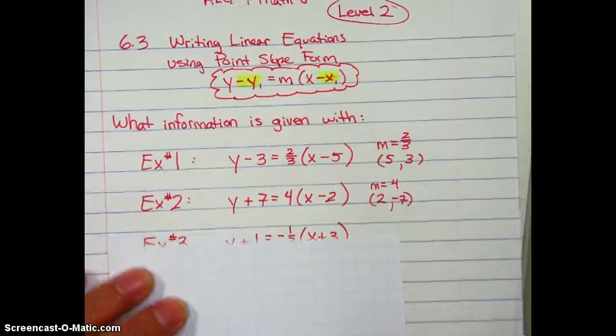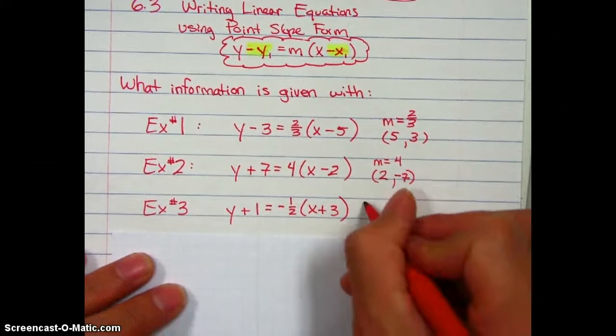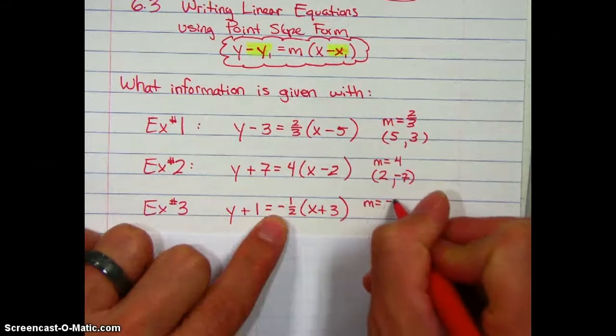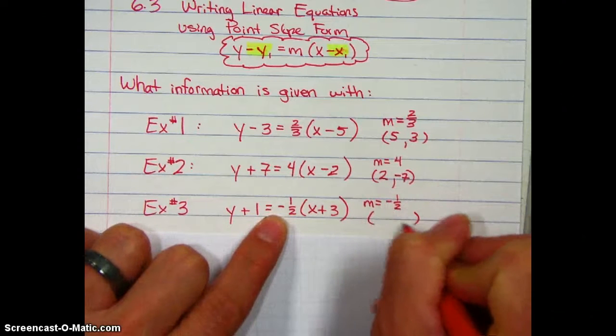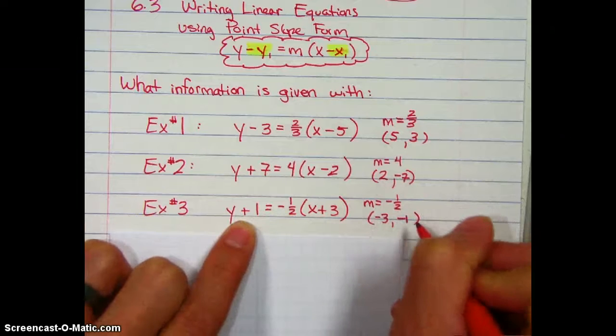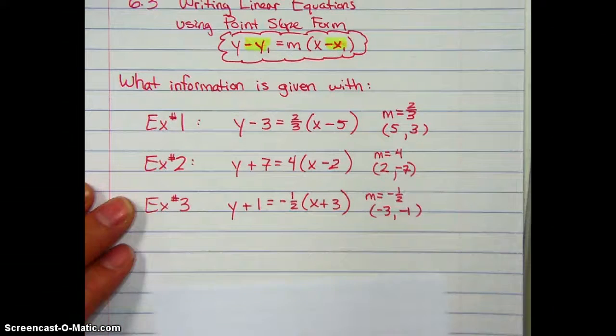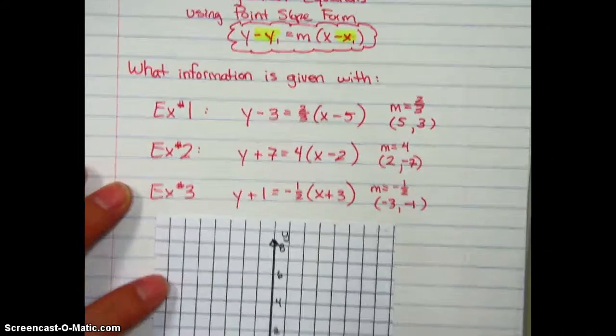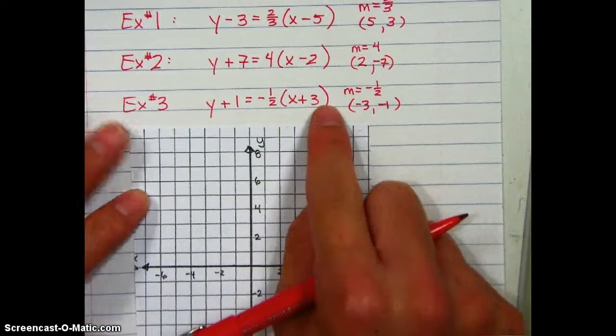All right. Let's try one more here. So this one, I've got a slope of -1/2. The point it goes through is going to be this time -3 and -1. And so how do I use this to graph? All right, so let's get a graph out, and let's just go ahead and graph this one right here.